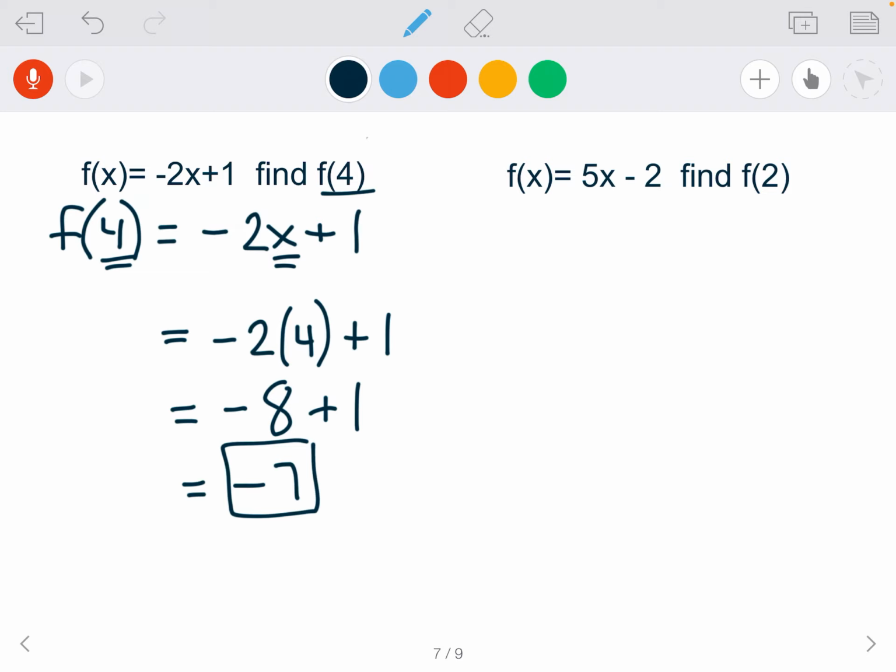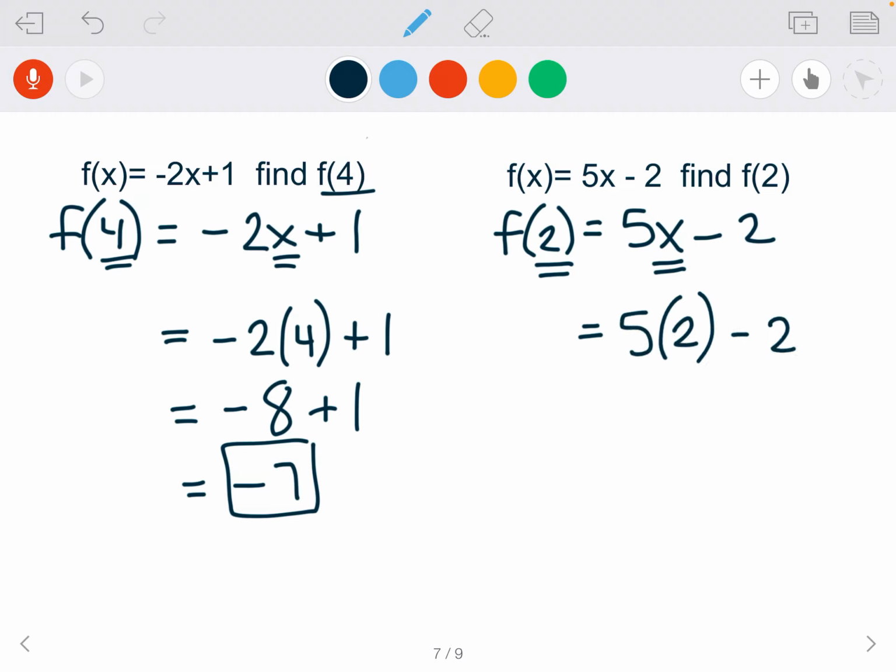All right, so I have f of x equals 5x minus 2, and we're going to find f of 2. So we're going to recopy with f of 2 underneath the problem. And I'm going to put 2 in where x is. 5 times 2, use parentheses. Now simplify. 5 times 2 is 10. And 10 minus 2 is 8. If you got 8, congratulations, you did it right.